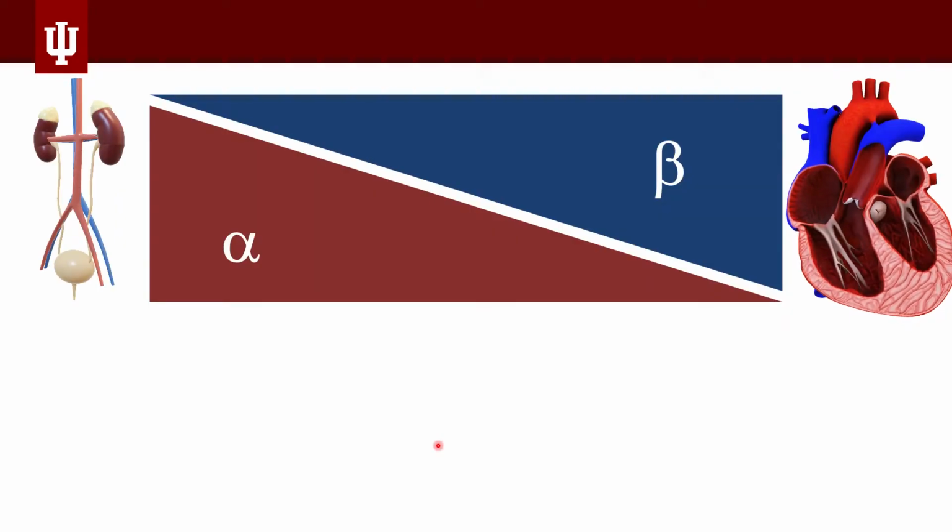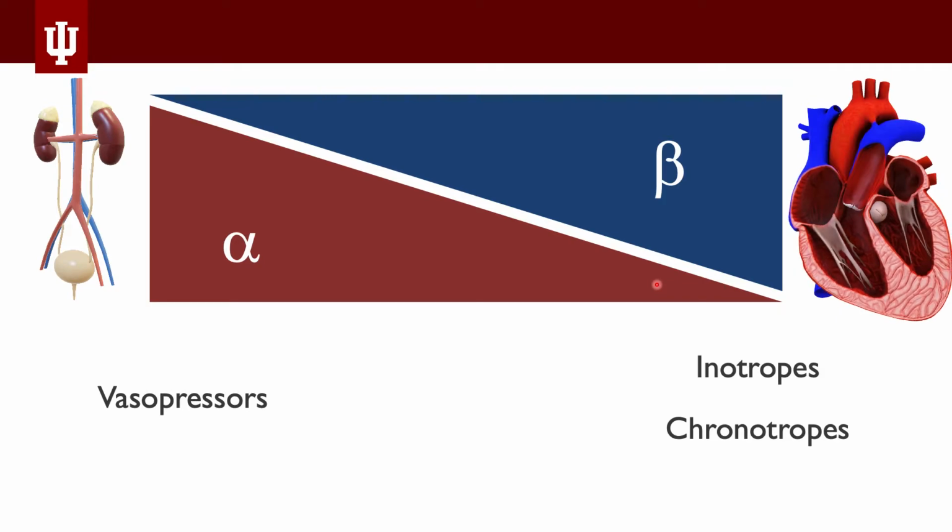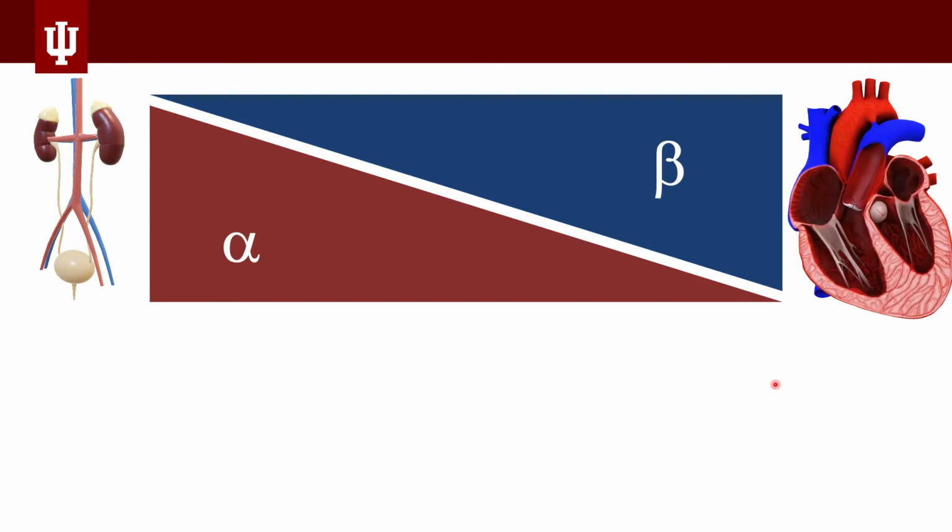I like to simplify things. I like to think of my alpha receptors as causing arterial vasoconstriction, and I like to think of the beta receptors, of course, as causing inotropy and chronotropy. Since beta agonists will usually cause some sort of vasodilation as well, you may hear these referred to as inodilators as well. The side effects of these usually depend on how much alpha and how much beta there is.